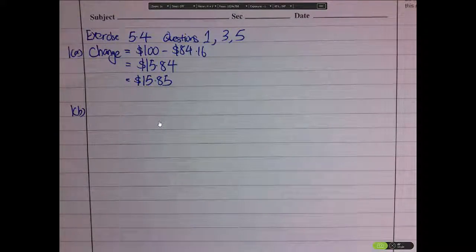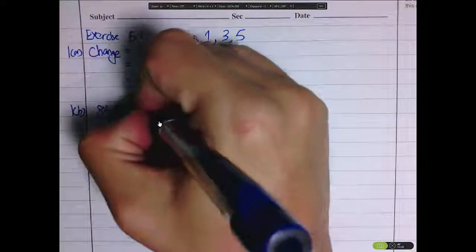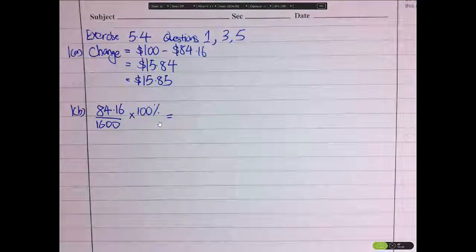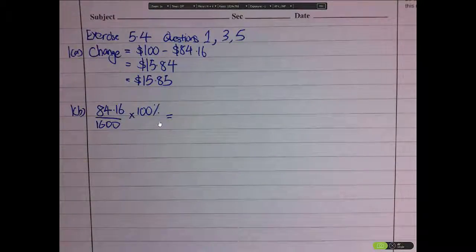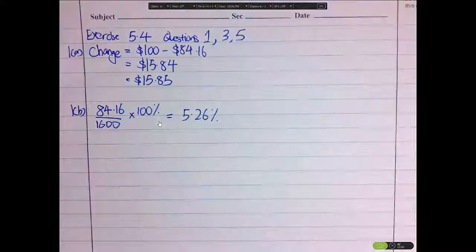1B. Nathan's income is 1,600. Find the sum of these two bills as a percentage of his monthly income. So the total of the two bills is 84.16 over 1,600 times 100%. All in all, Nathan will pay for his utilities 5.26% of his entire paycheck.